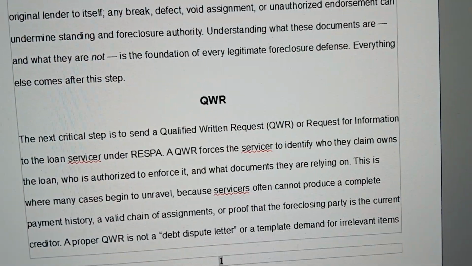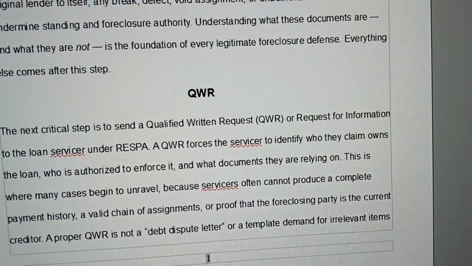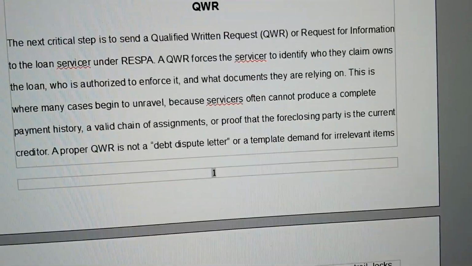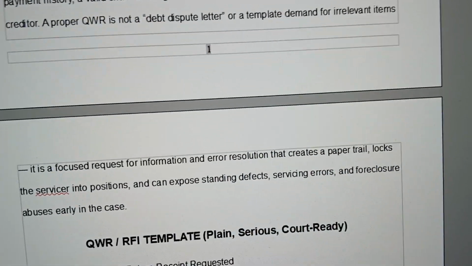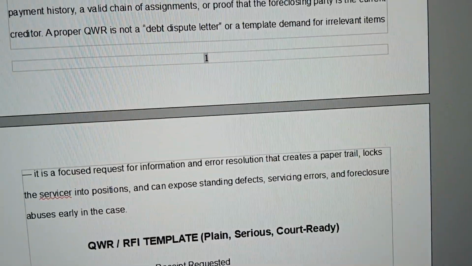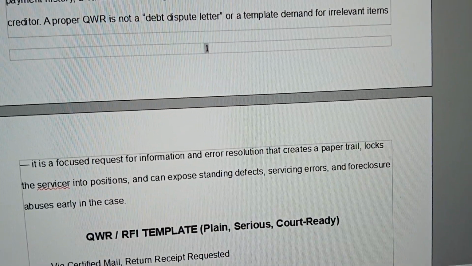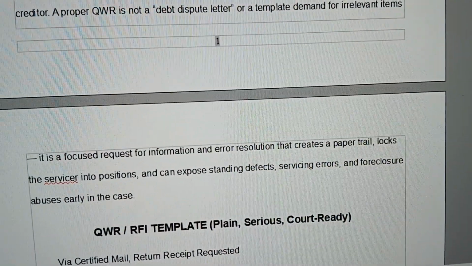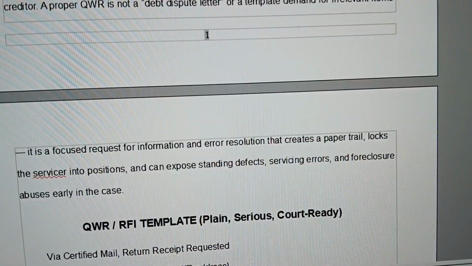A proper QWR is not a debt dispute letter or a template demand for irrelevant items. It is a focused request for information and error resolution that creates a paper trail. It locks the servicer into positions and can expose standing defects, servicing errors, and foreclosure abuses early in the case.